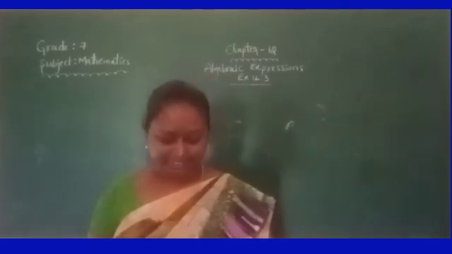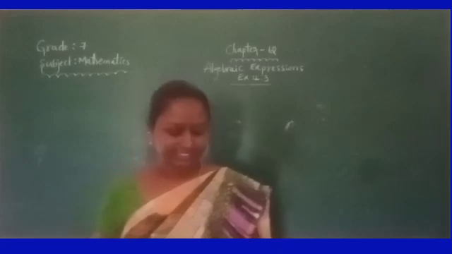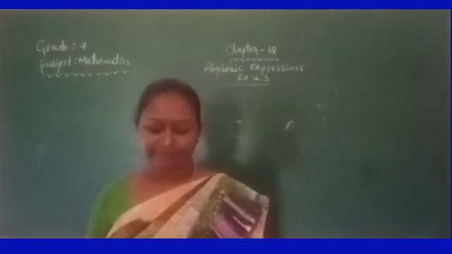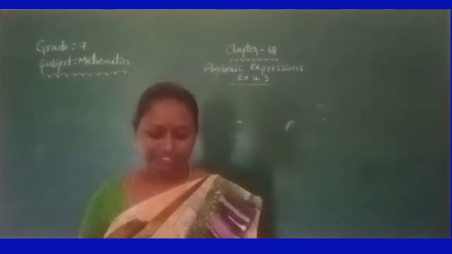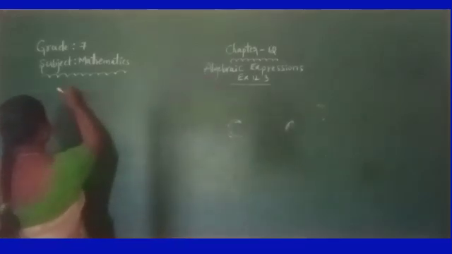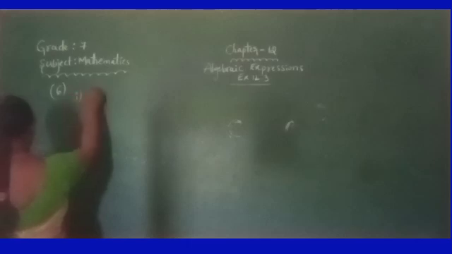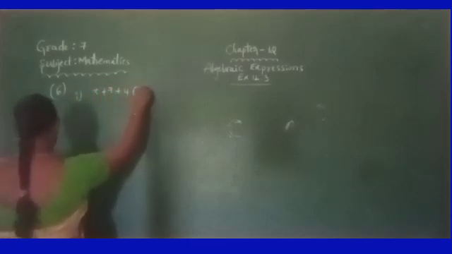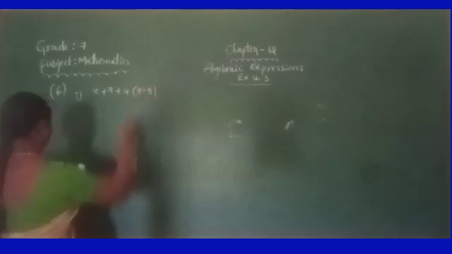Now, sixth question, see all of you. Simplify the expressions and find the value if x is equal to 2: x plus 7 plus 4 into x minus 5. So take your notebooks and write the sixth question: x plus 7 plus 4 into x minus 5.